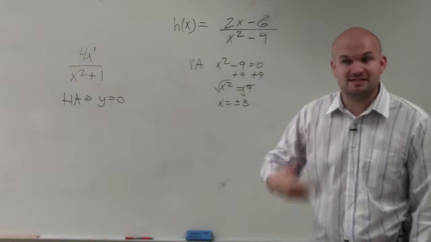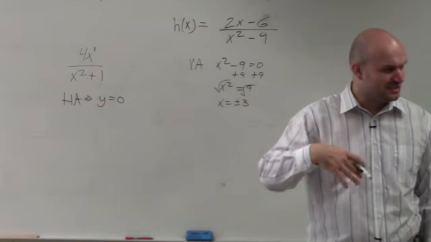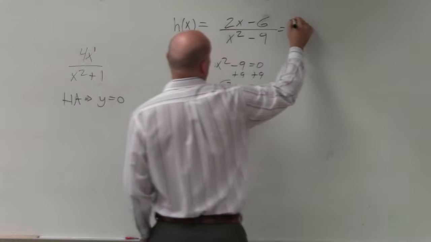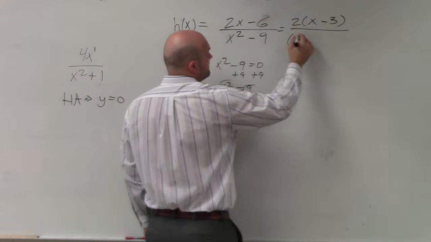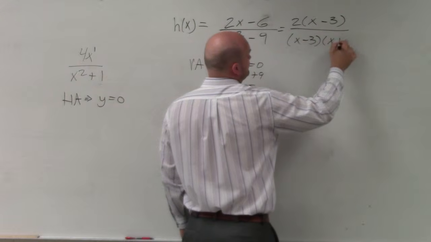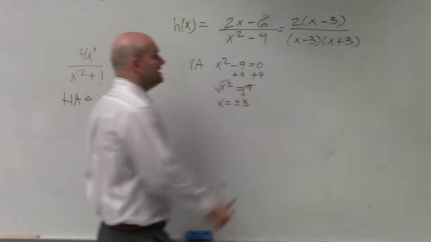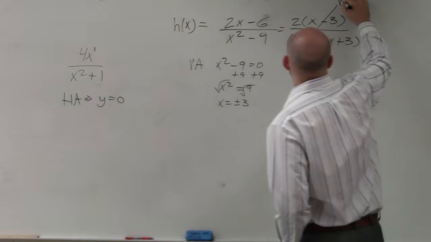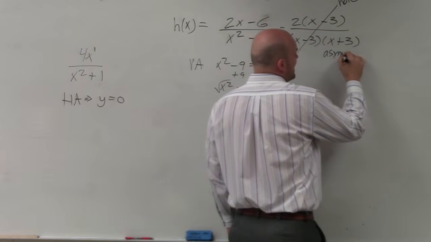Removable discontinuities are holes. Non-removable discontinuities are asymptotes. So to determine if it's removable or not removable, I simplify by factoring my numerator and my denominator. Now what you can see is x minus 3 is removable. So therefore, that is my hole, whereas x plus 3 is my asymptote.